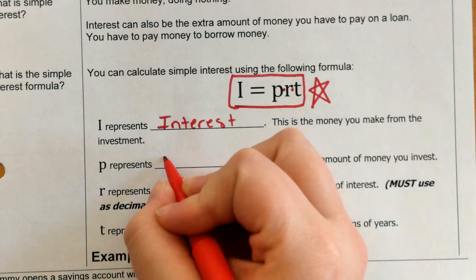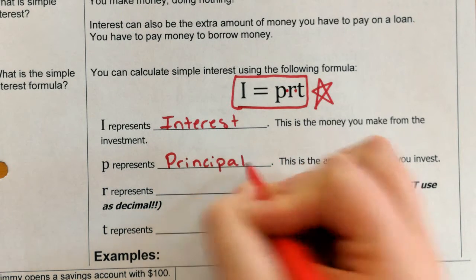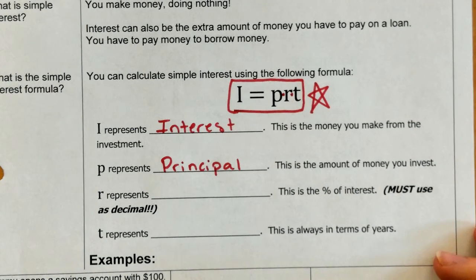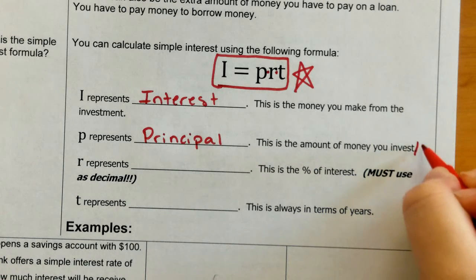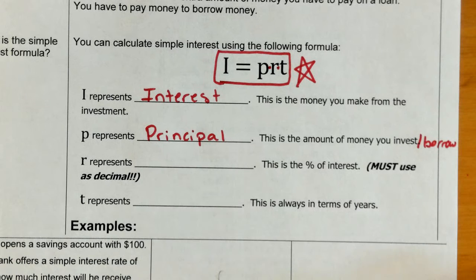P represents the principal. And this is not the principal like Mr. Miller. The principal in terms of interest is the amount of money that you invest, or if it's a loan, the amount of money that you borrow. Okay, so I is interest, P is principal.